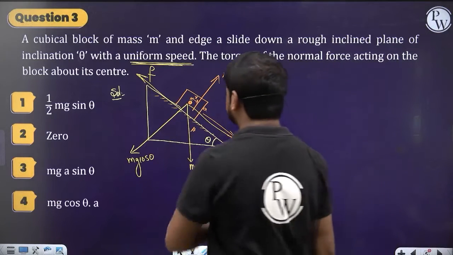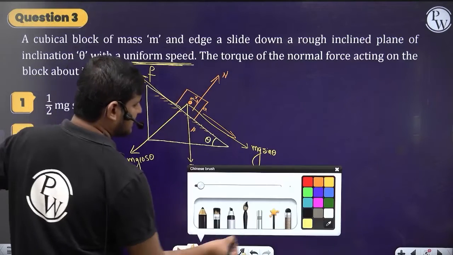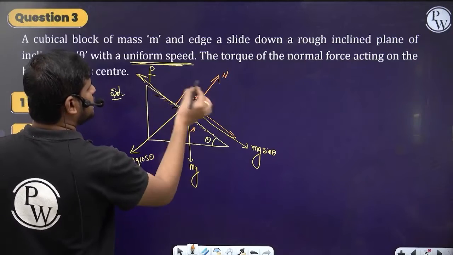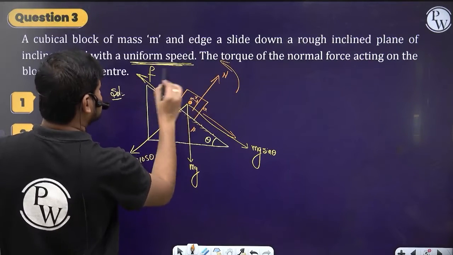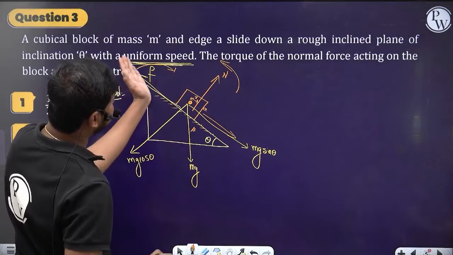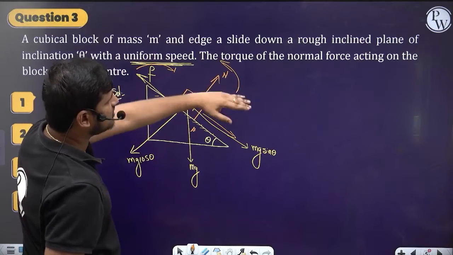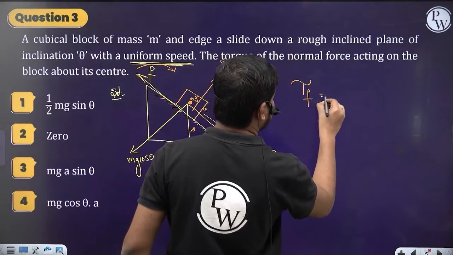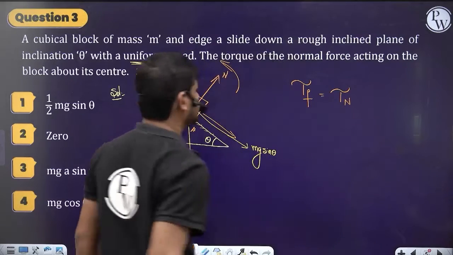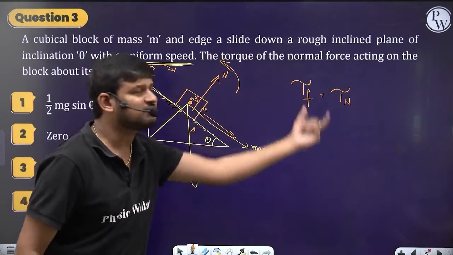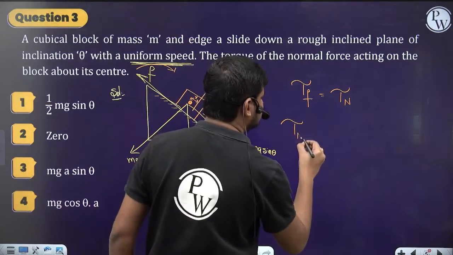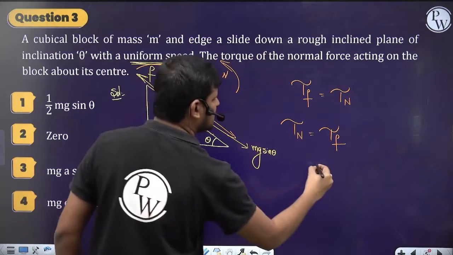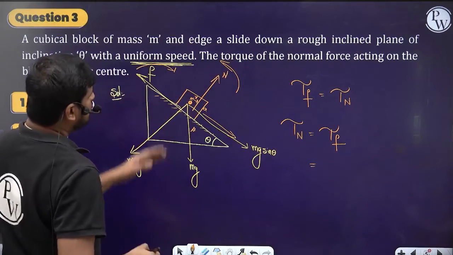Now you observe, the torque due to mg cos theta will be 0. So the torque due to friction will be equal to the torque due to normal. Friction will cause the torque this side, and the normal will cause the torque the other side. Yes or no? What they are asking is the torque of the normal force, which will be equal to the torque of the friction, right? So let's find the torque due to friction.